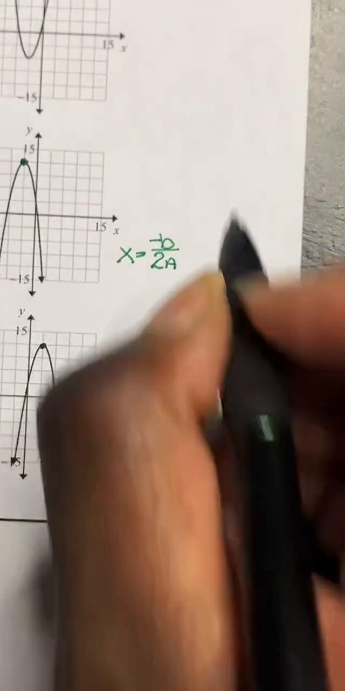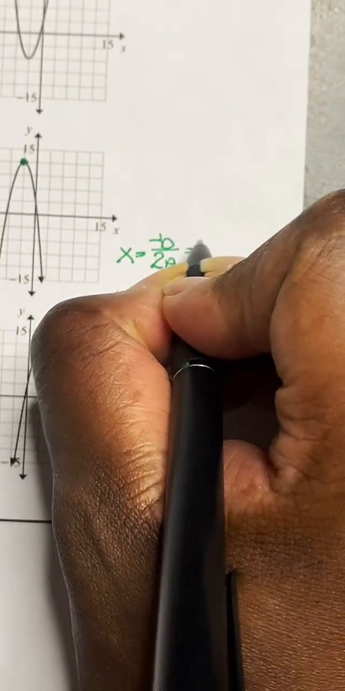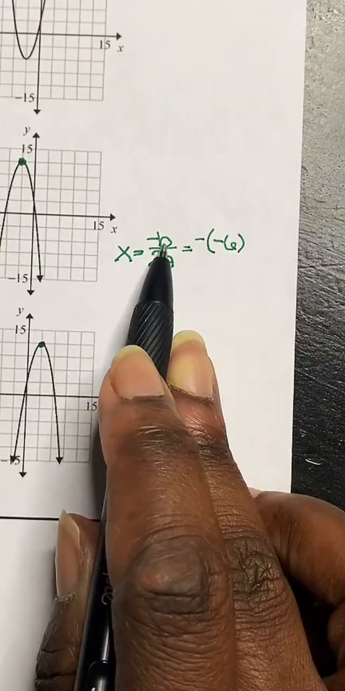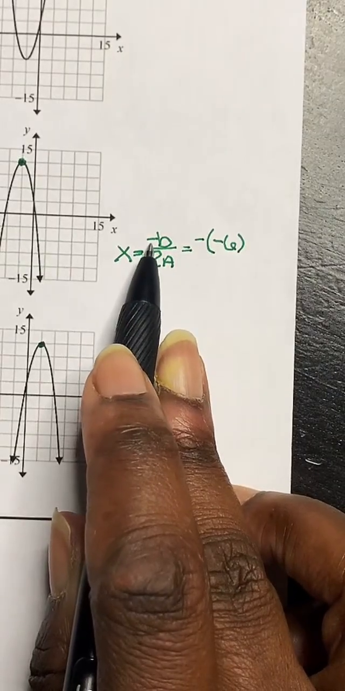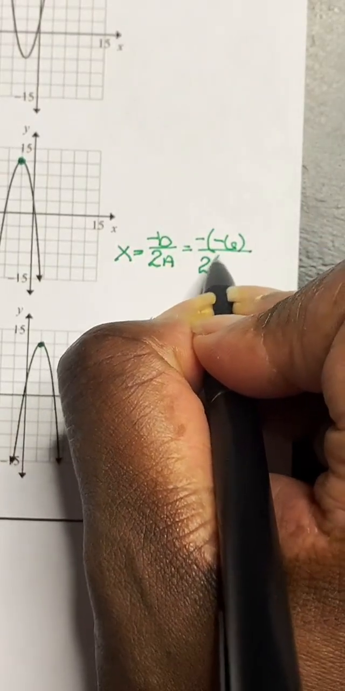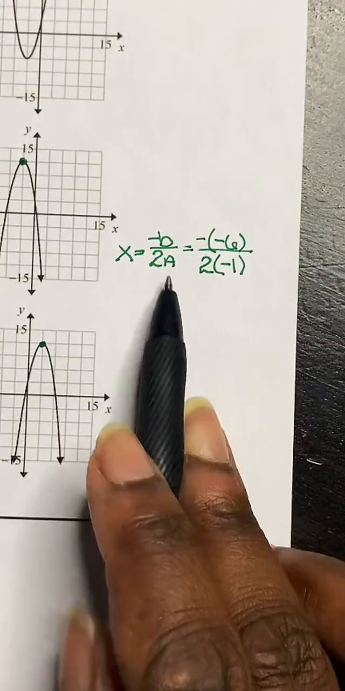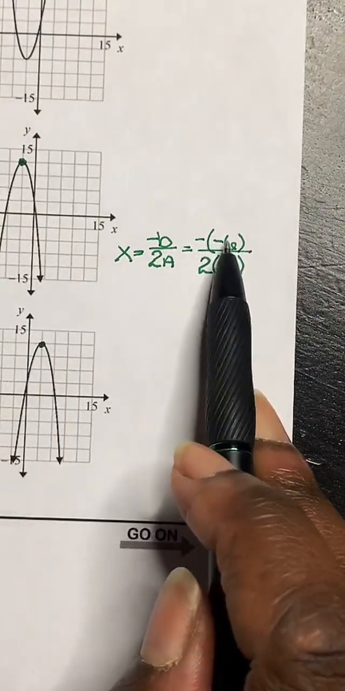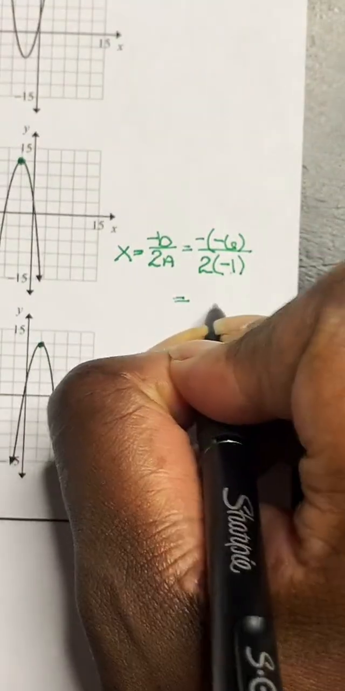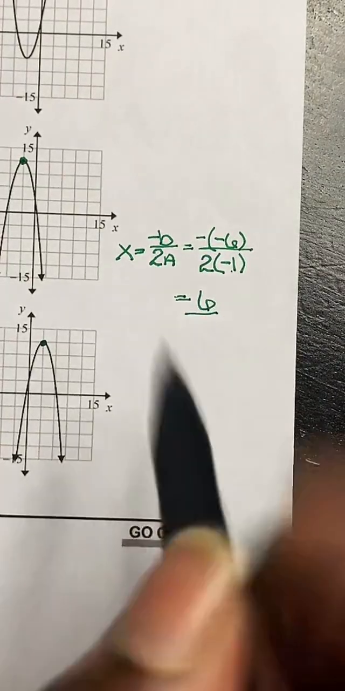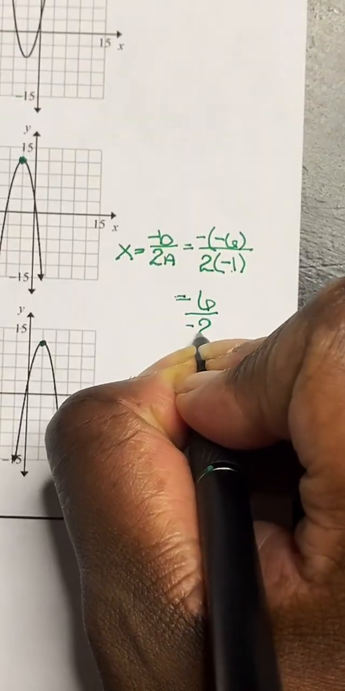So let's travel on down. We're going to substitute for the b, so we have negative 6. You're only replacing the b, not the original negative in front. Over 2 times a. My a is a negative 1, so we're replacing the a with the negative 1. Negative times negative gives me a positive. And then 2 times negative 1 gives me a negative 2.